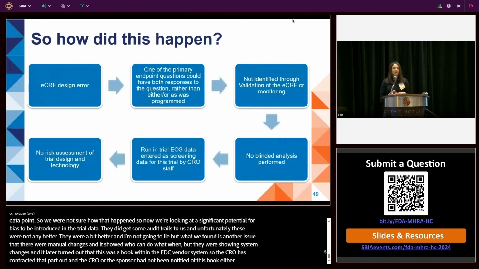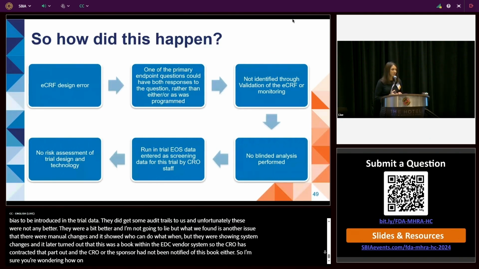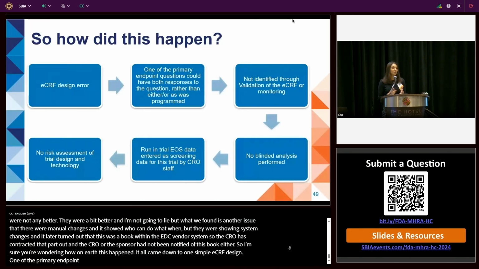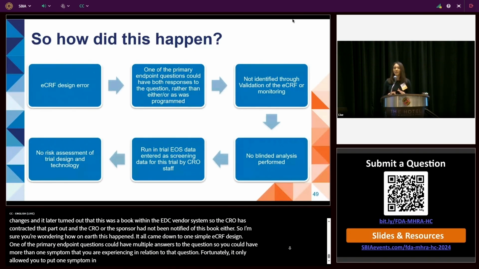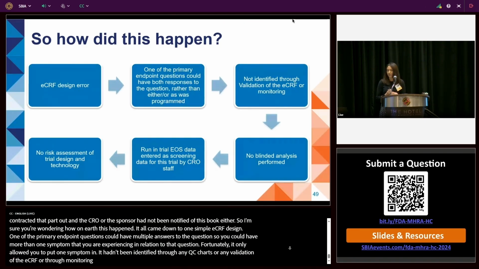So it all came down to one simple eCRF design error. One of the primary endpoint questions could have multiple answers. So you could have more than one symptom that you were experiencing in relation to that question. Unfortunately, the eCRF was designed to only allow you to put one symptom in. And so those symptoms had weighting which would impact the score. And that hadn't been identified through any QC checks or any validation of the eCRF, or through monitoring, which was 100% source data verified, by the way.